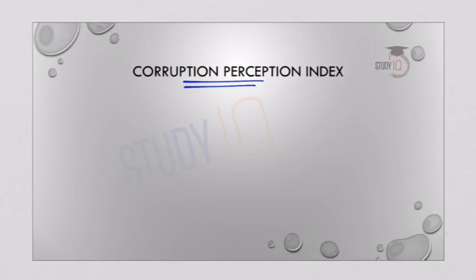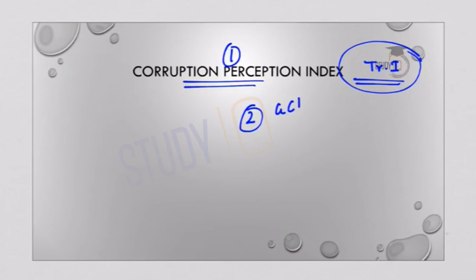Next one is Corruption Perception Index. It is published by Transparency International. Transparency International is an NGO. It's an international non-governmental organization and it's based in Berlin, Germany. It publishes 2 important reports. The first one is Corruption Perception Index and the second one is Global Corruption Barometer. And the purpose of Transparency International is to take action to combat corruption and prevent criminal activities arising from corruption. So it works towards eliminating corruption.